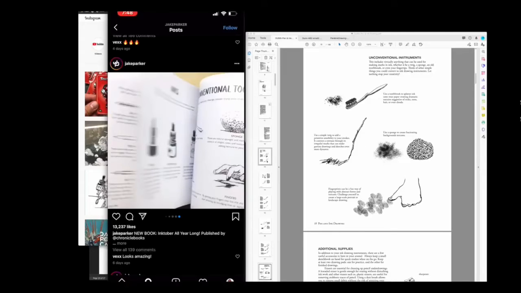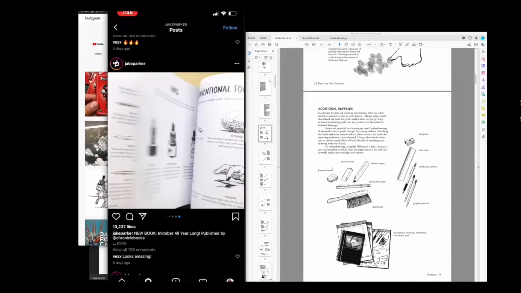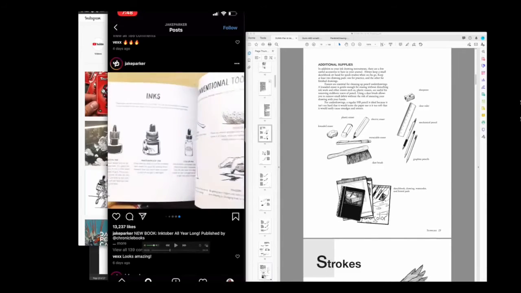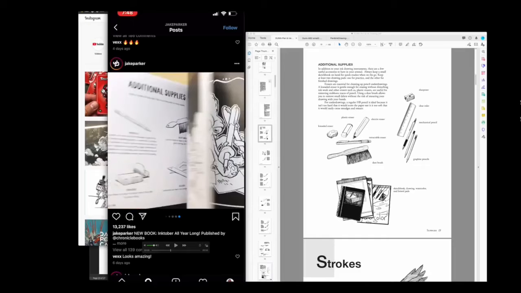I discuss using things that are not traditional drawing instruments. Here I have a sponge, fingertips. So I have sponge, he has sponge. I have fingertips, you can use your fingers. Wow. Okay. After that, I have additional supplies. What does he have? After that, he has, wow, additional supplies. A dust brush, eraser, pencil, and a ruler. Dust brush, eraser, pencil, and rulers. Okay.